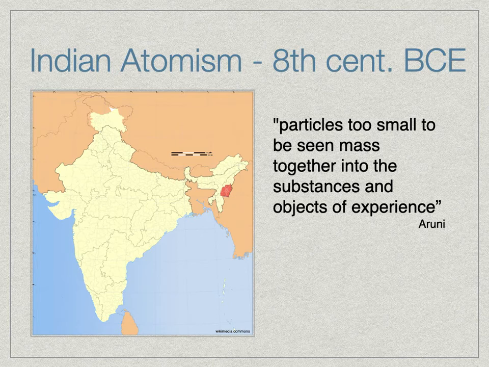But there is an entirely other story of the history of the development of science called Eastern philosophy. And atomism has its roots in other places besides Greek philosophy. There is an Indian atomist that predates the Greek philosophers, as a matter of fact. His name is Aruni. Of the bits and pieces of his philosophy that were extracted, there is this line: particles too small to be seen, massed together into substances and objects of experience.